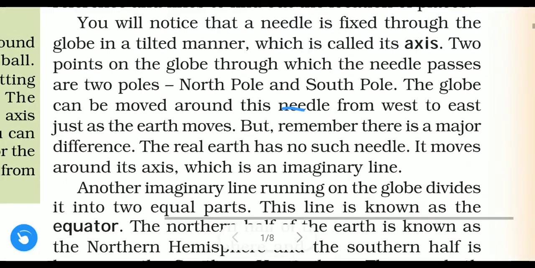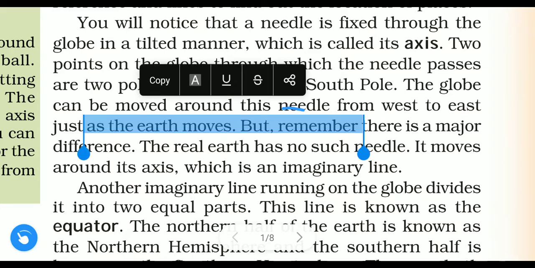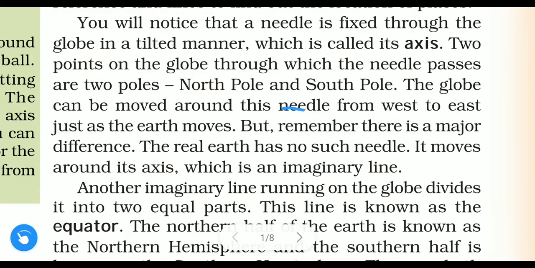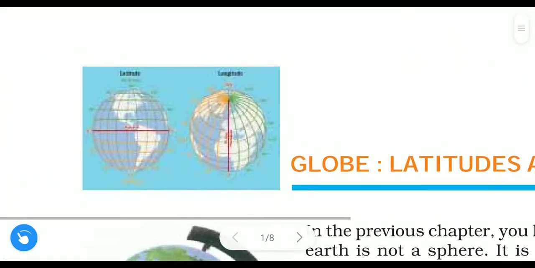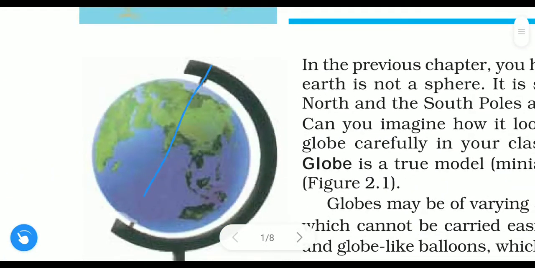See here, same thing is given. The two points on the globe through which the needle passes are the two poles, north pole and south pole. The globe can be moved around this needle from west to east, just as the earth moves. Similarly, the earth also moves from west to east.